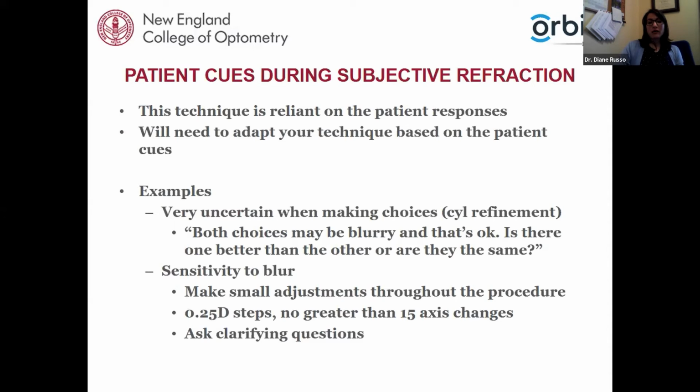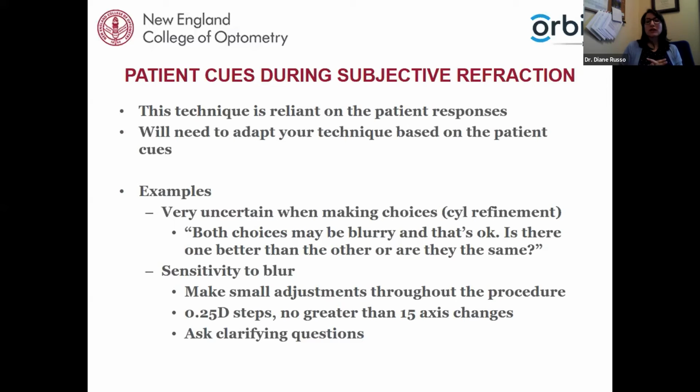Some patients will have a significant sensitivity to blur, and others will not be sensitive at all. The ones that are not sensitive at all, we don't have to worry quite so much about because they have an increased tolerance for blur. So even if things are not exactly, to the 5-degree axis exactly right, the patients can tolerate it.